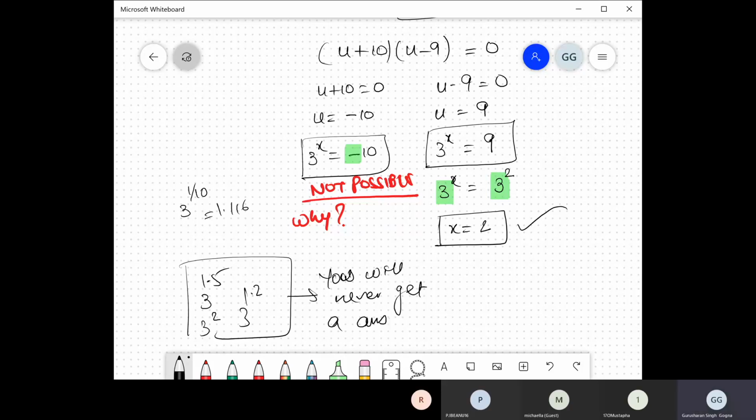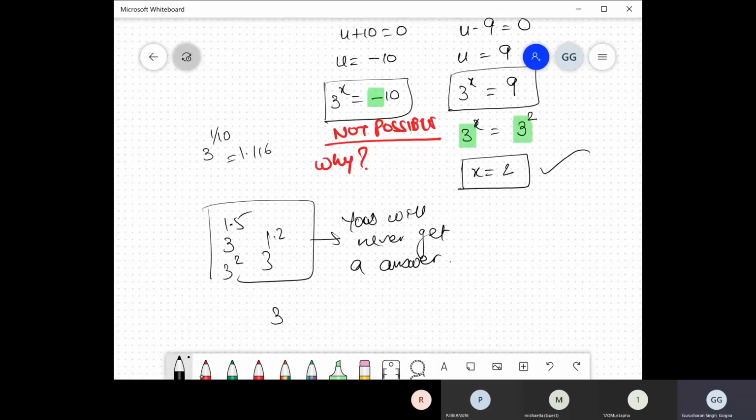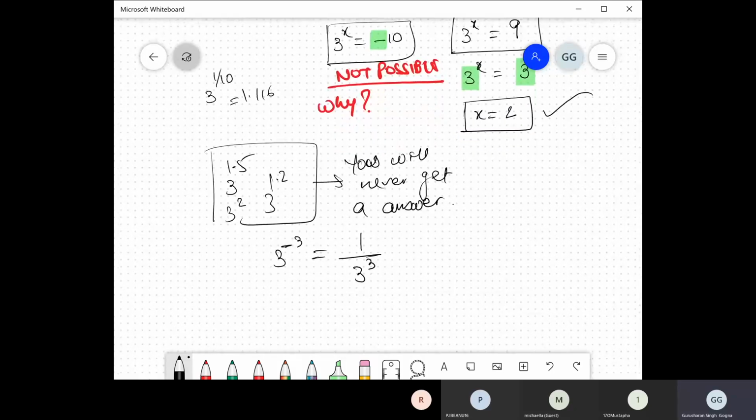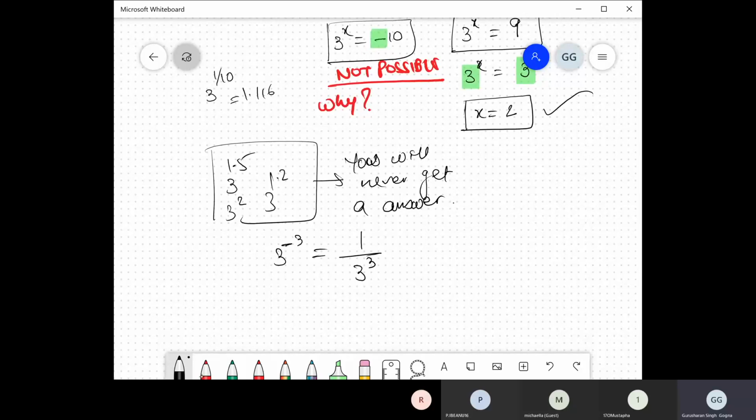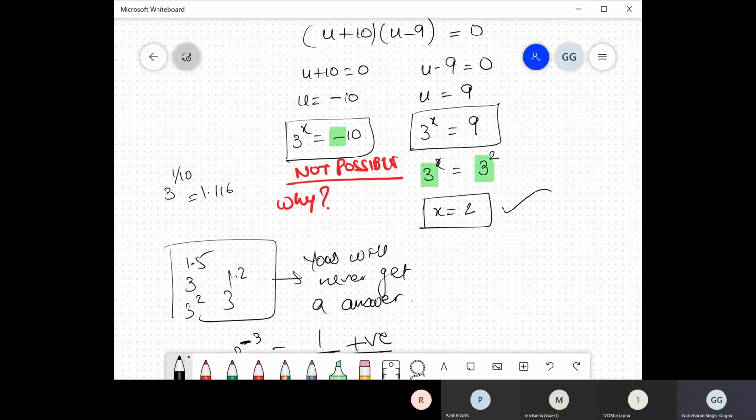Can you get a negative answer? Even if you try a negative power, you cannot get a negative answer, because 3 to the power minus 3 means 1 over 3 to the power 3. According to the laws of indices, negative power means you flip it and change it to positive, and this is always a positive number. It will give you 0 point something. So 3 to the power any number you choose cannot give you a negative answer.